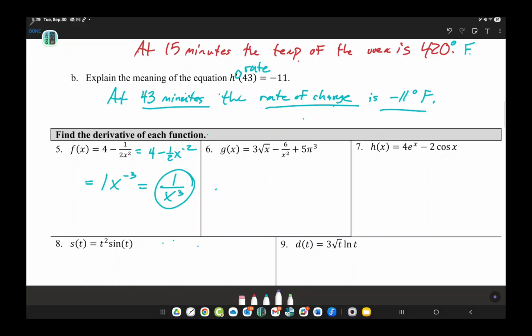So if we have a radical, we're going to rewrite this as 3x to the 1/2 power minus 6x to the -2 power. And I don't care about 5 pi cubed, because when we do the derivative, it's going to go away. Pi cubed is a constant. So g prime of x will be 3/2 x to the -1/2 plus 12x to the -3, or you can write that as 3 over 2 square root of x plus 12 over x cubed.